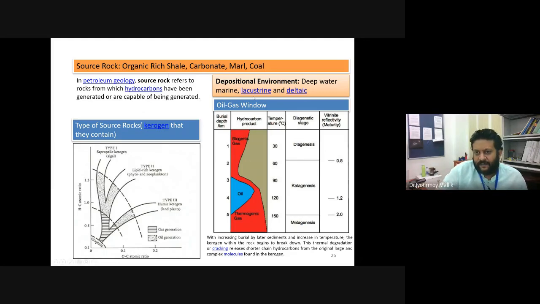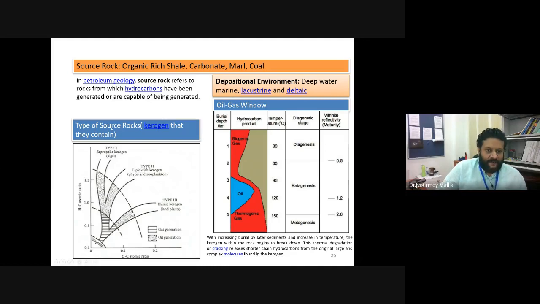What are the typical depositional environments? A deep water marine environment can create a source rock. Lacustrine and deltaic environments can create such source rock where we have enough total organic carbon built up. Okay.